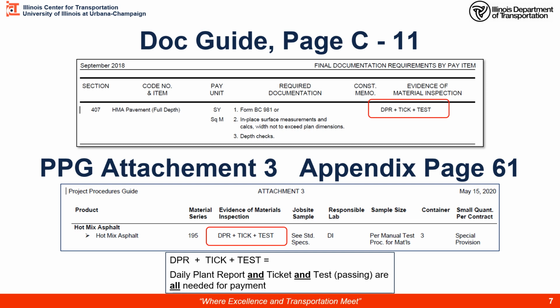Section C is grouped by spec section. The PPG is grouped by material type. For instance, hot mix asphalt has a DPR plus ticket plus test. That is a daily plant report and ticket and test. All are needed for payment. So if you see a plus sign like these between the different evidence, you need both and or all of them.